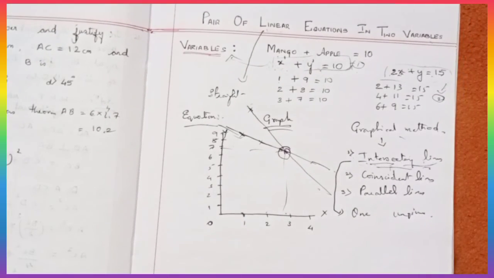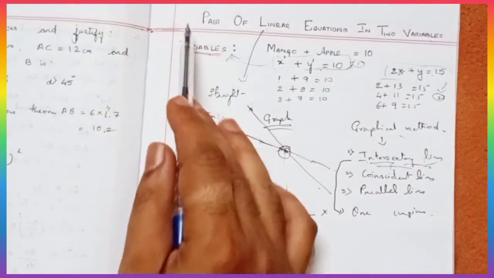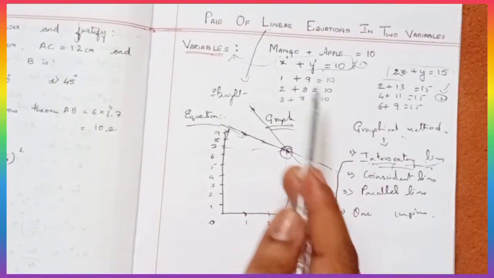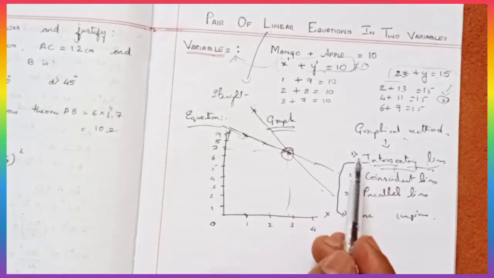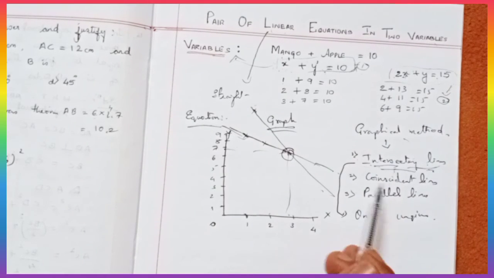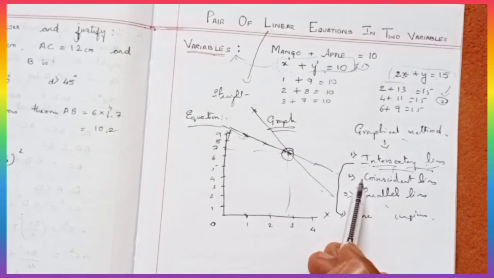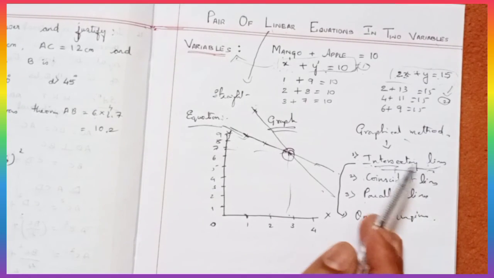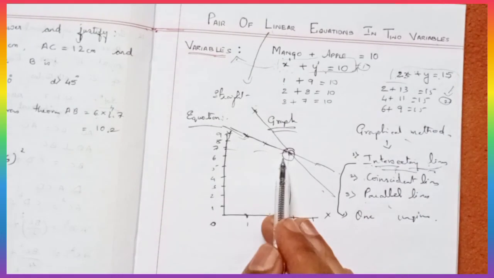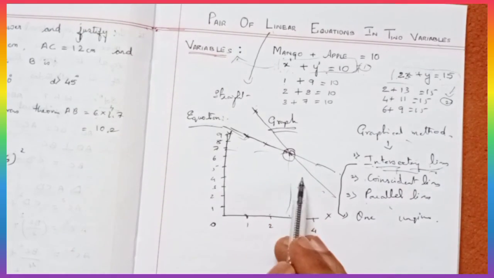I hope you understood the definition of a pair of linear equations in two variables. And under this method, which is called the graphical method, there are three types: intersecting lines, coincident lines, and parallel lines. We are going to speak about coincident and parallel lines in the next class, but I hope you have understood what we mean by intersecting lines. So in intersecting lines, how many solutions will we get? Only one solution, when these two lines intersect one another.